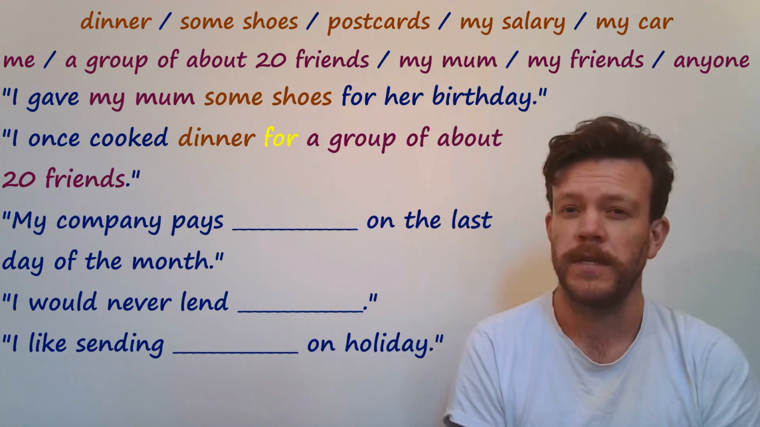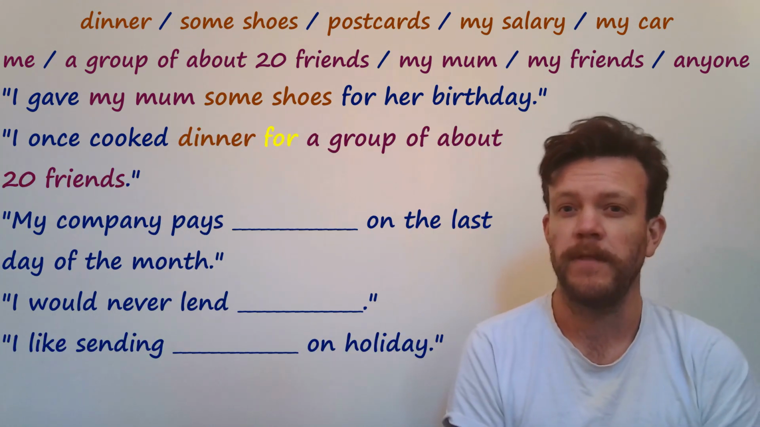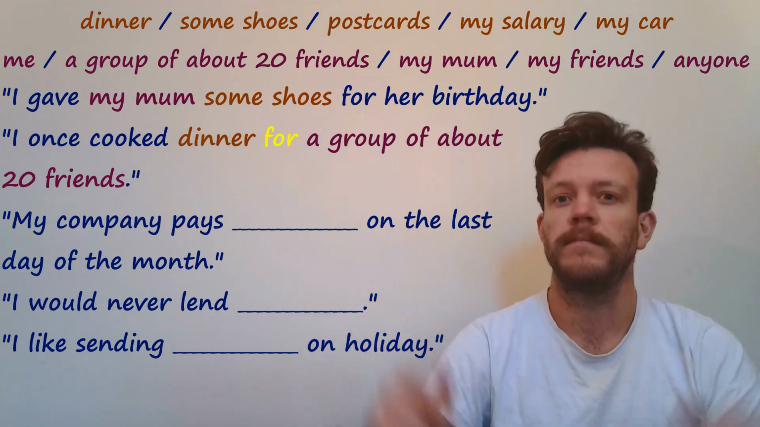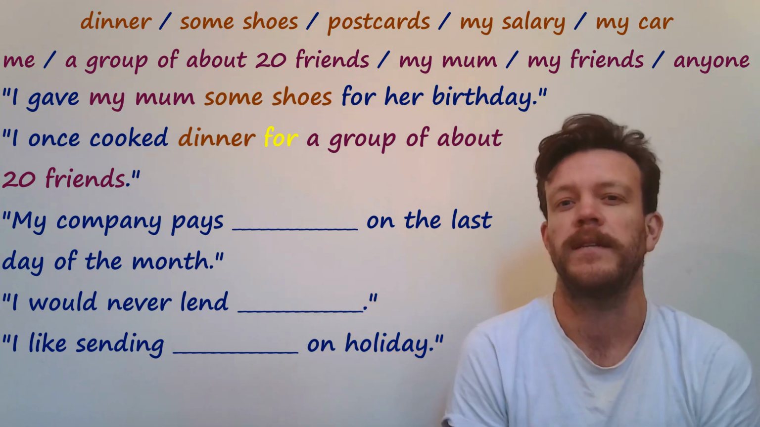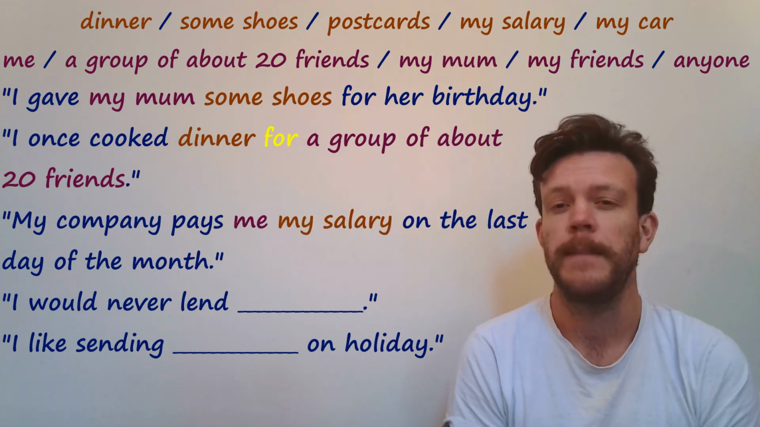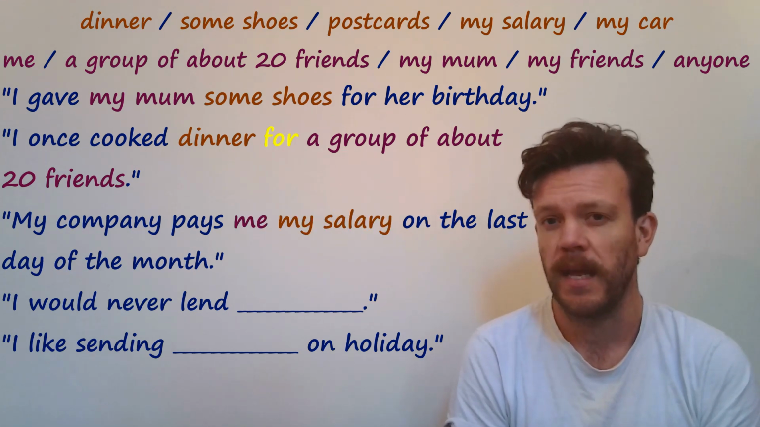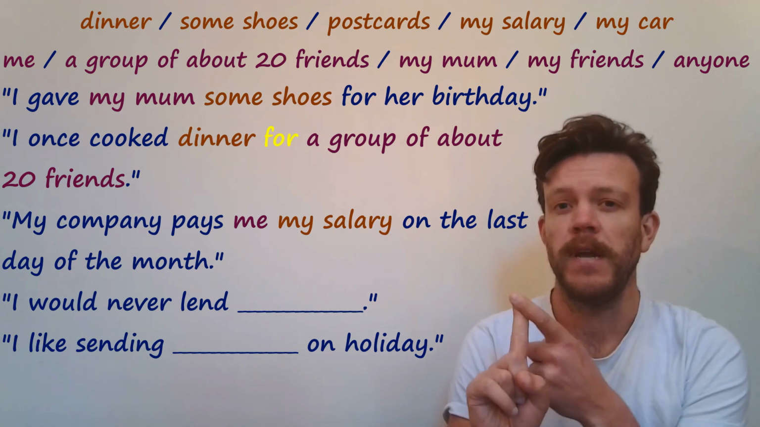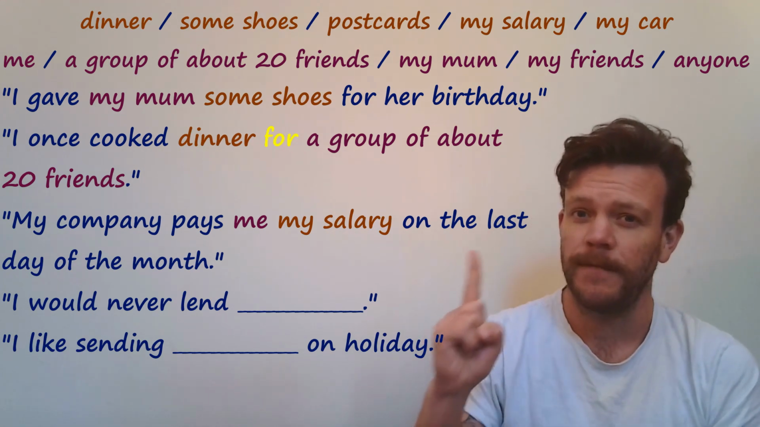I once cooked dinner for a group of about 20 friends. It's a long phrase, so it needs to be the second object to sound natural. My company pays me my salary on the last day of the month. Me is a pronoun, so it needs to be the first object.